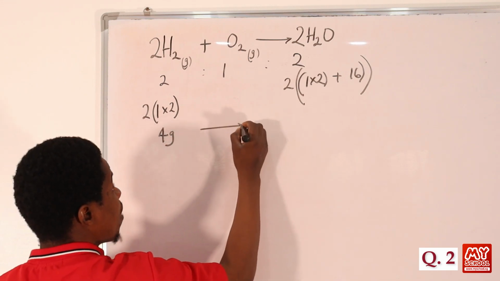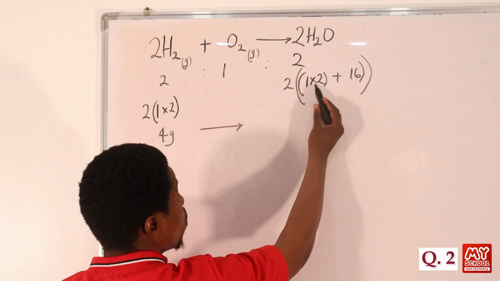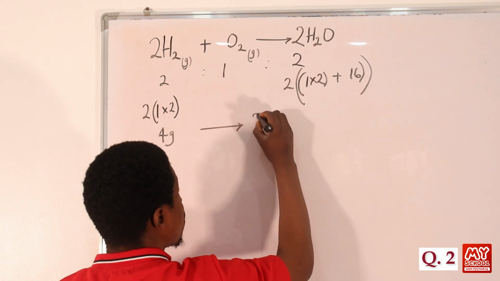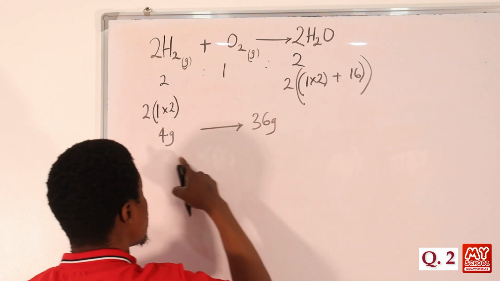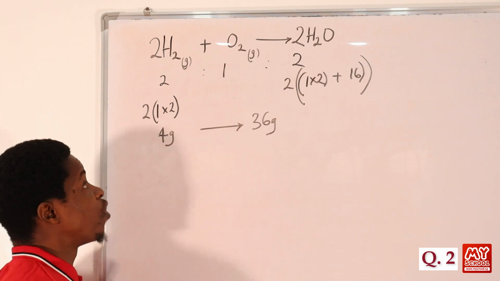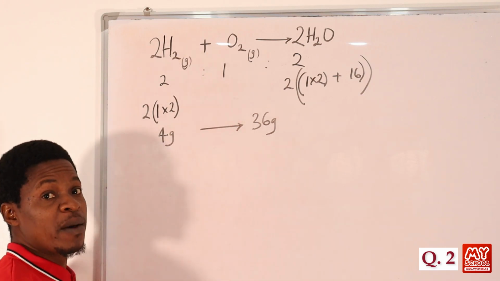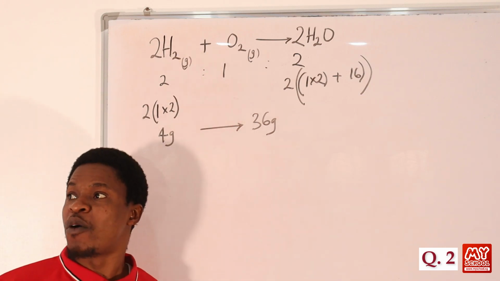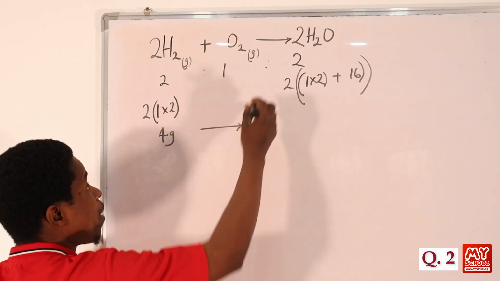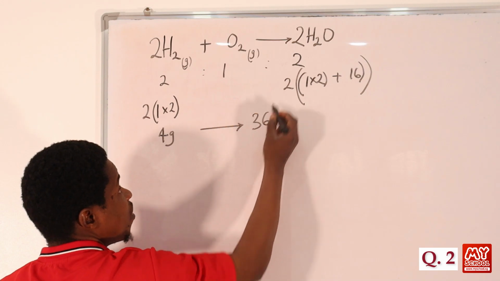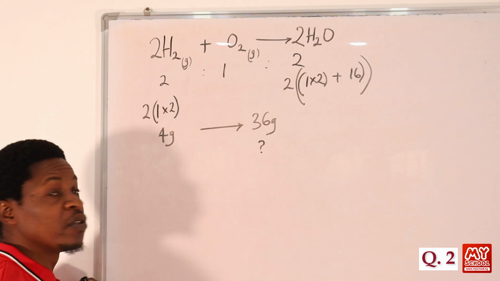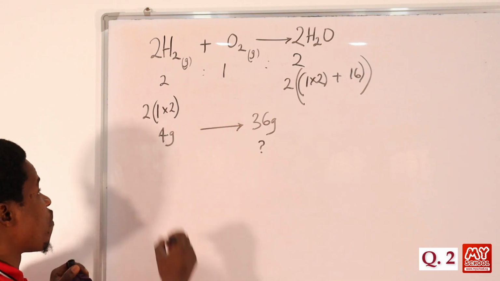So it means 4 grams of hydrogen is going to produce, for water, this is 1 times 2, that's 2, plus 16, that's 18. 18 times 2 gives us 36 grams. So 4 grams will produce 36 grams based on this equation that we have. But the question says, what mass of water will be produced when 8 grams of hydrogen reacts?